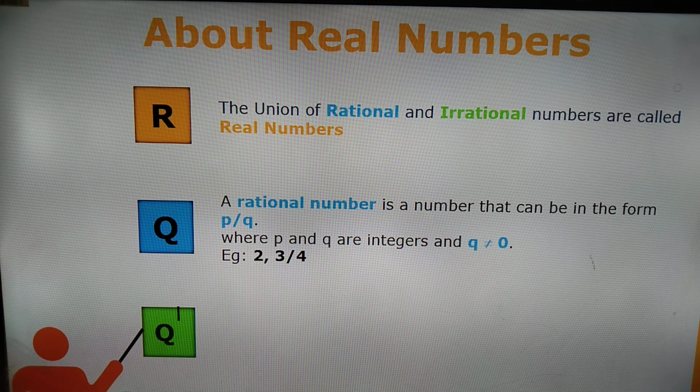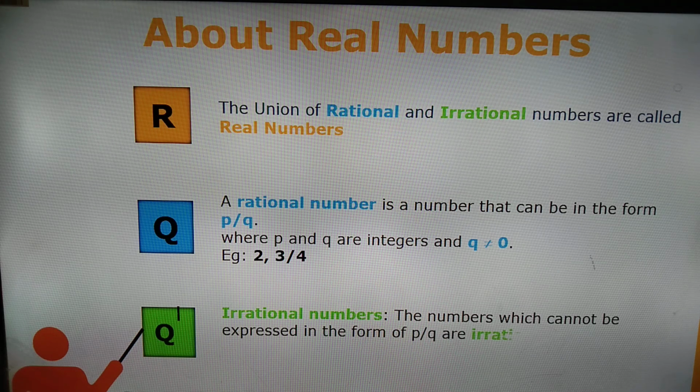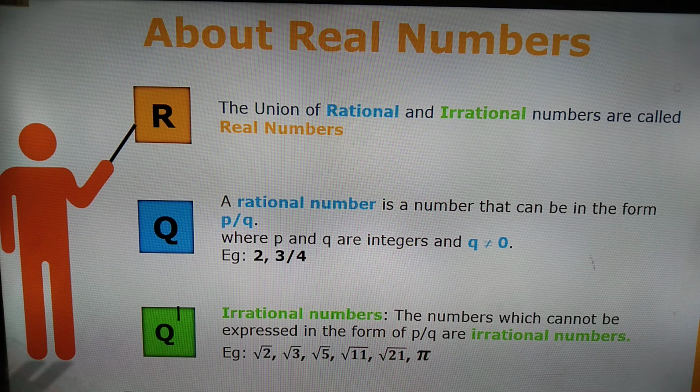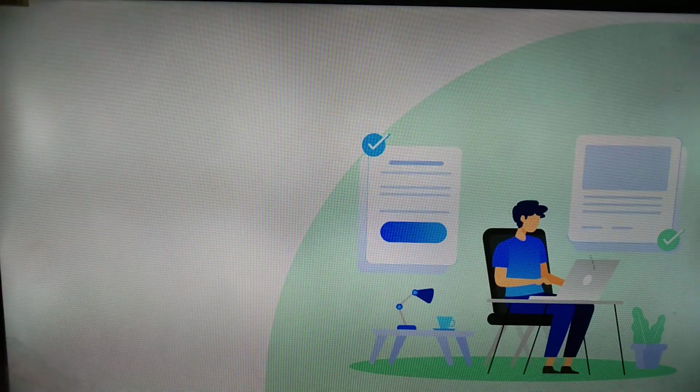Now what do you mean by an irrational number? The numbers which cannot be expressed in the form of p by q are irrational numbers. Example: root 2, root 3, root 5, root 11, root 21, pi.